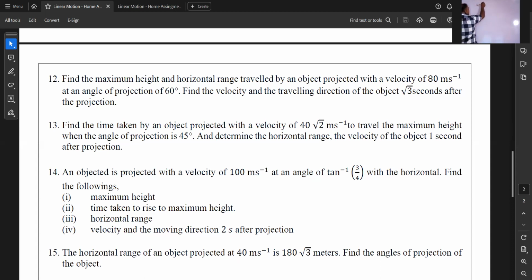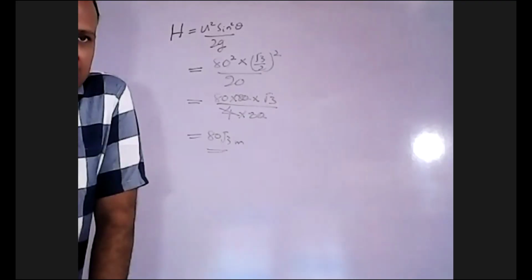Maximum height H is equal to u squared sine squared theta over 2g. Here u is 80 and the angle is 60. Therefore 80 squared into root 3 over 2 squared over 20. That is 80 into 80 into 3 over 4 times 20. So this one is going to cancel out. 80 root 3. H is 80 root 3, no?